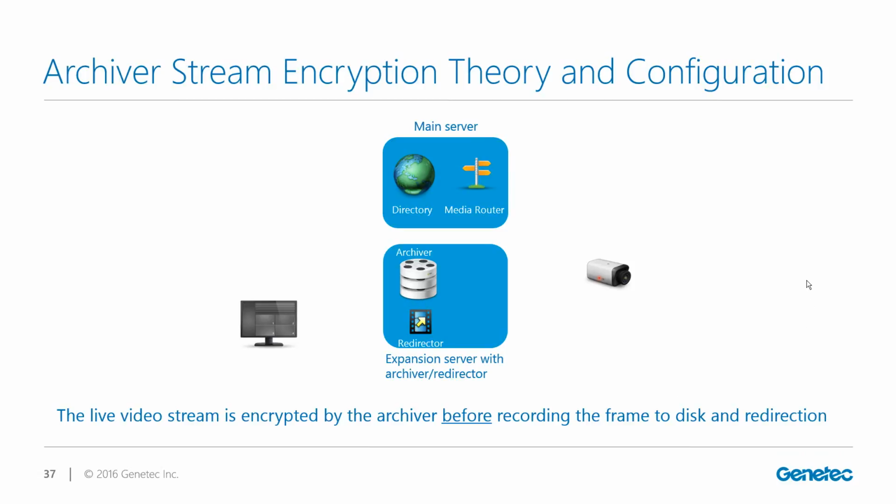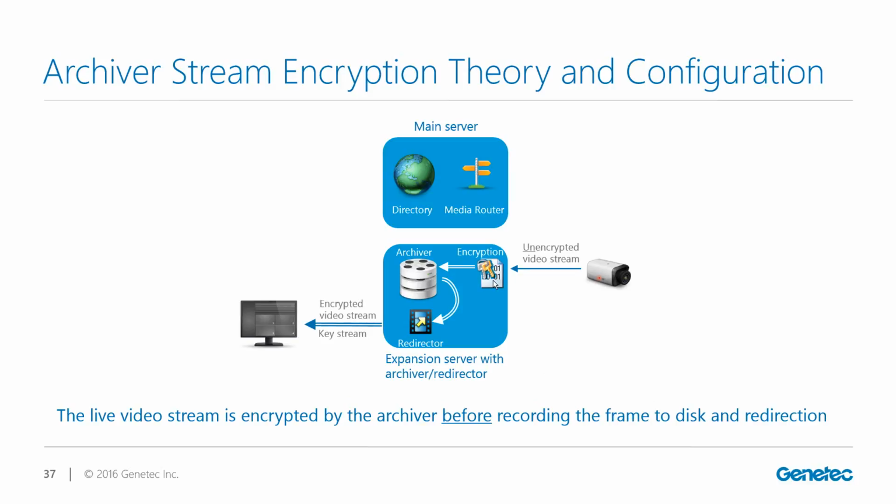So let's take a quick look at what happens if we were using the archive or stream encryption on an actual system. We have our main server, we have our archiver server here with the redirector, which of course is included with every archiver. We have our camera, and we have our client over here. Now the client is requesting a video stream from this camera. The video stream is encrypted, so the first thing that happens is the video is sent unencrypted from the video stream.